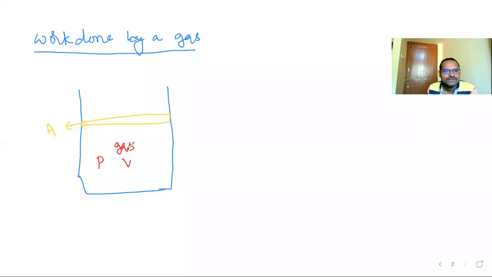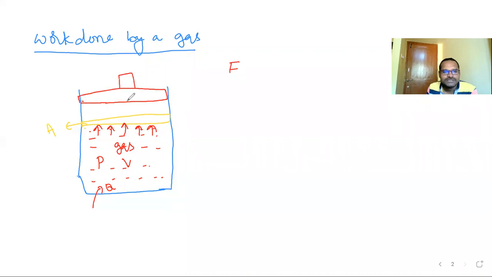Now let us suppose some heat energy is supplied to the gas. What happened? The gas will expand. While it is expanding, the gas will exert some pressure on the piston. Due to that pressure exerted by the gas on the piston, a force will act in the upward direction. Due to that force, the piston moves some distance. Let us suppose the piston has traveled from here to here.